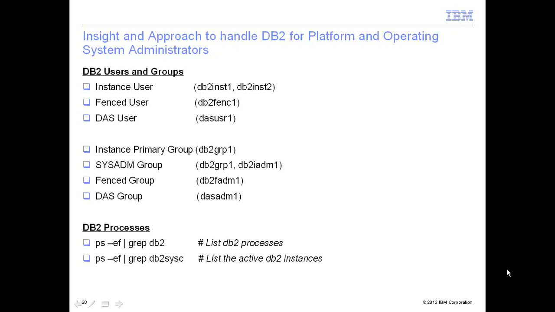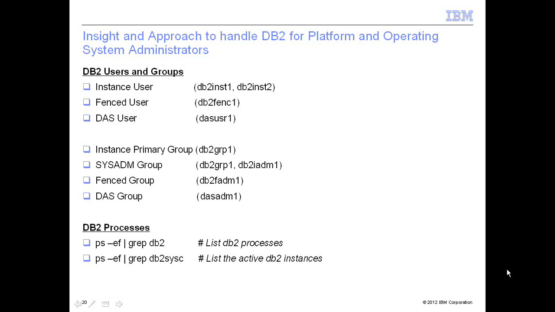So some of the important users are instance user, fenced user, DAS user. These three are the mandatory users that you are required to specify when you install a DB2 system. Primary groups: instance primary group, fenced group and the DAS group. These are three groups that you are required to specify while you are installing. Processes, if you want to have a look at what DB2 processes are running in your system, ps -ef | grep db2. If you want to have a look at what the active DB2 instances are, just run ps -ef | grep db2sysc. This is on Unix systems.